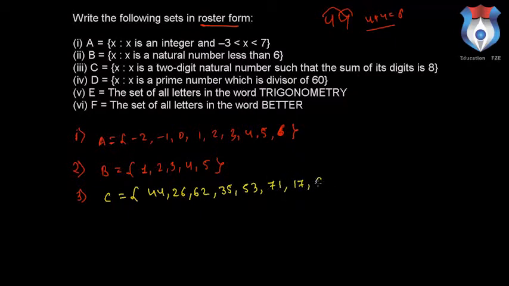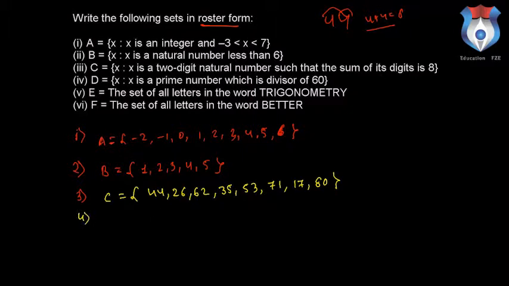And 8 itself, so 80, and you cannot write 08 here, because 08 is actually a 1-digit number, just 8, so you have to remove this. So I think these are the total elements: 44, 26, 62, 35, 53, 71, 17. Okay, I think it is. Alright, if I missed something, then please comment just below this video. I'll try to add it later.